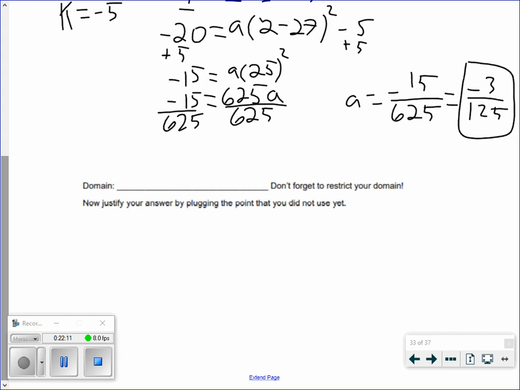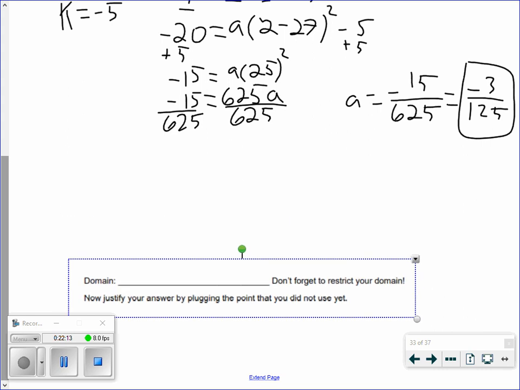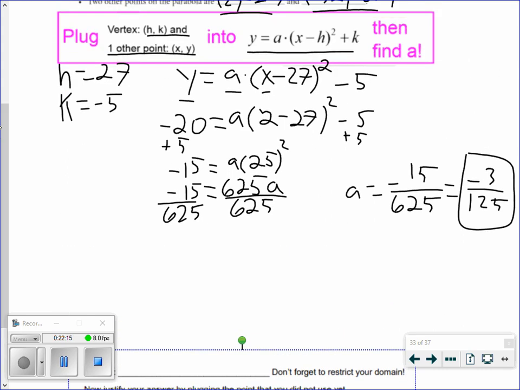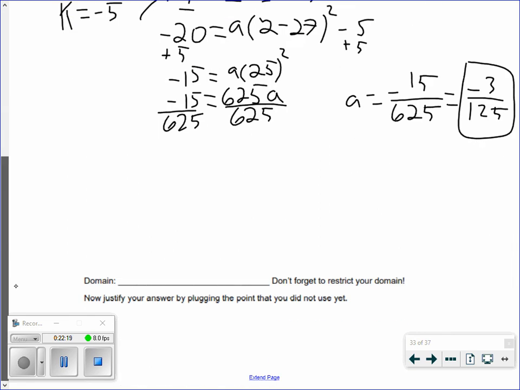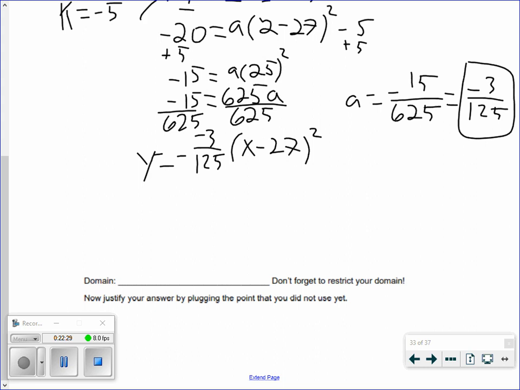All right. So we take our a value and plug it back into the equation that we started with, this one right here. We get that y equals our a of -3 over 125 times (x minus h of 27) all squared, minus 5, which is our k value. All right.